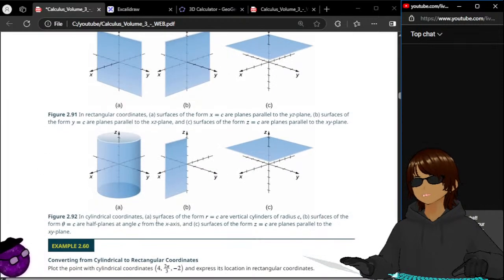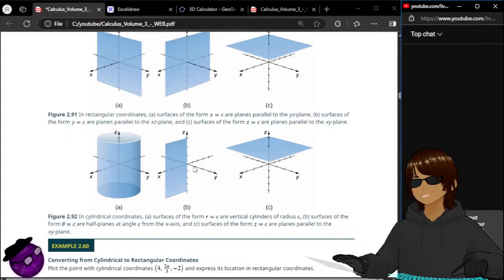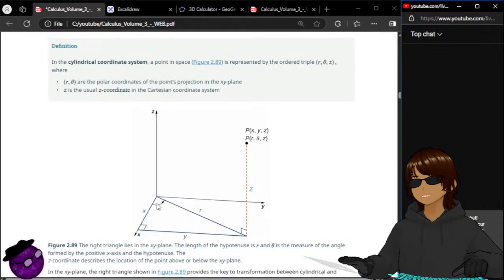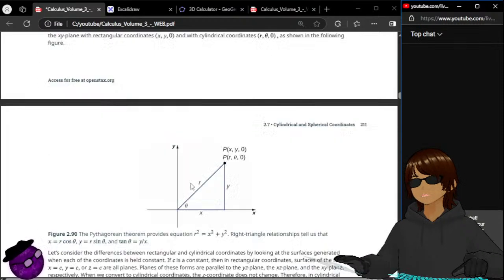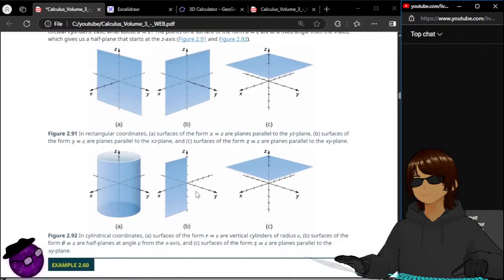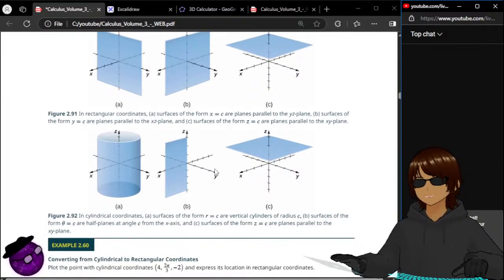So in cylindrical coordinates, surfaces of the form r equals c are vertical cylinders of radius c. Surfaces of the form theta equals c are half planes at angle c from the x-axis. Wait, this one is kind of confusing. So theta is fixed. Let's say theta is fixed to this. And then if we allow all r and z, we get a half plane. Oh, that makes sense then. And then z equals c, the same thing.